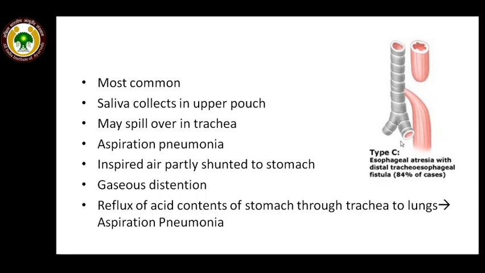So there is a distension of the stomach. Now this gastric distension leads to reflux of the acid contents of the stomach through the trachea into the lungs, causing chemical pneumonia. So this is the basic pathogenesis. You have to remember that out of the 5 types, type C is the most common form and seen in 84% of the cases. So there are chances of aspiration pneumonia and chemical pneumonia.